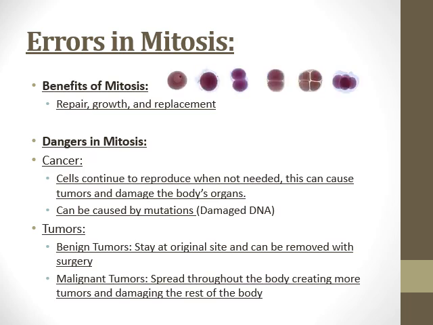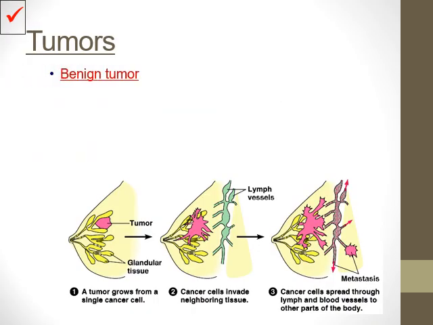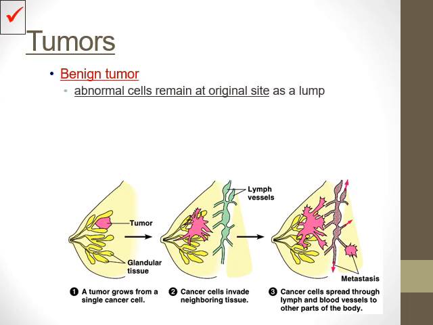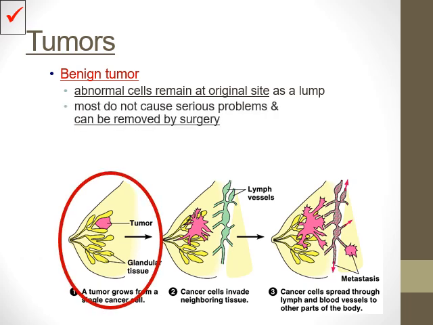So like we said, growth, replacement of the blood cells. But on the next couple of slides, we'll talk about the dangers of these tumors and ways that we can fight them off. So tumors, as we said, can be benign. Benign tumors are abnormal cells that remain at the original site as a lump. As you can see down here at the bottom, the pink represents a tumor. In this case, what we're looking at is a benign tumor. Most don't really cause serious problems, and if caught early enough can be removed by surgery.